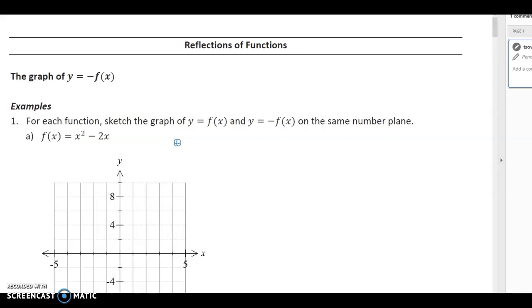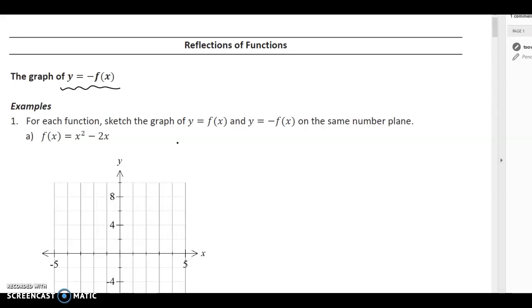Today we're looking at reflections of functions. So we're going to look at a number of different ways that we can reflect a function in the xy plane. The first of these is looking at y equals minus f of x. So we'll start to understand this by looking at an example.